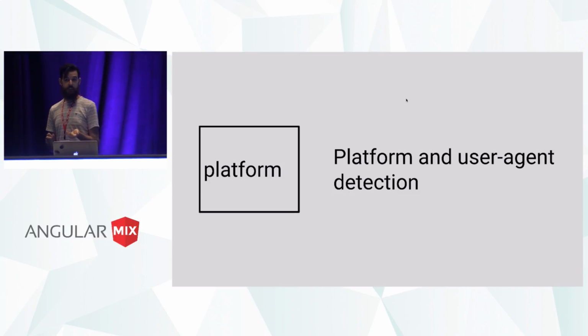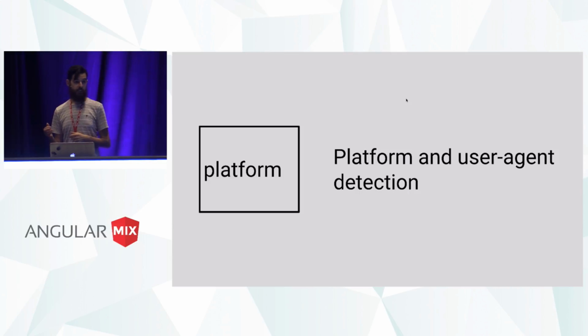We have a platform package for dealing with platform detection or user agent detection. This is really useful in cases where regular feature detection isn't enough because there's some browser quirk. This comes up a lot when dealing with accessibility because screen readers react to different browsers in different ways, and sometimes you just have to know whether you're on WebKit or Blink or Trident.